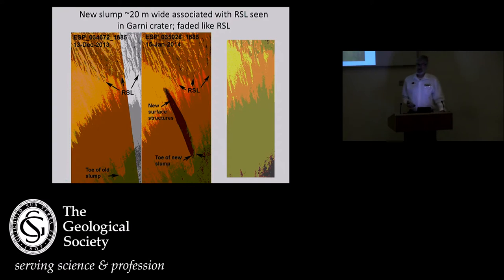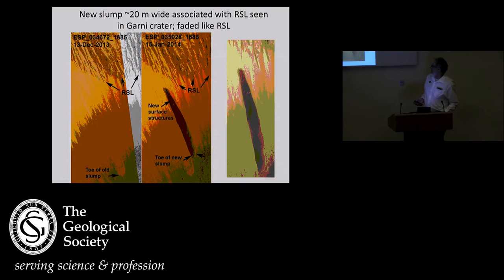Okay, topographic changes. We've seen slumps associated with RSL. This was the first one we saw. Here the RSL appear, so it's on the fan below the RSL. Some RSL extend down further here. This is a topographic slump. You can see the toe of this old one. The lighting here doesn't show it real well. And this, it's dark, but it faded within a month or two, similar to the time scales that the RSL fade.